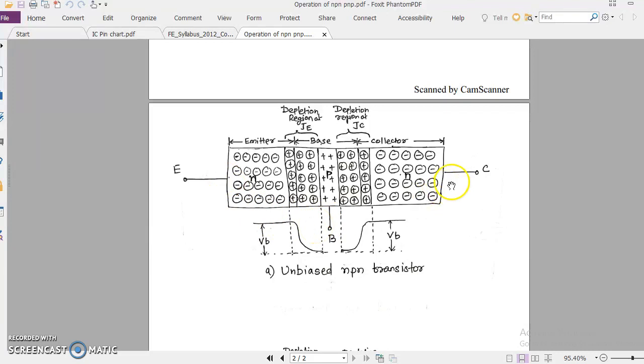But if you check again the collector to base junction, you will observe the same case. Why? Because if you compare the doping level in collector and base, what is it?